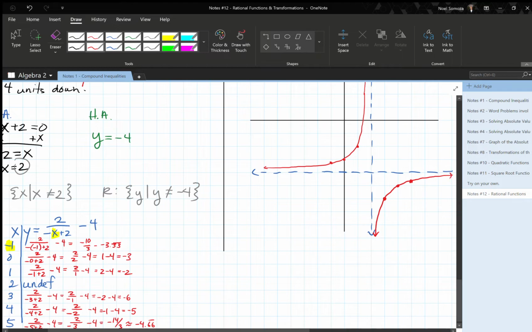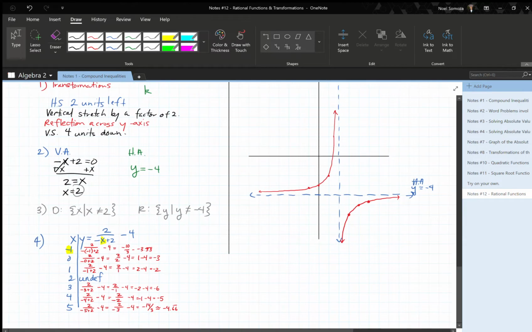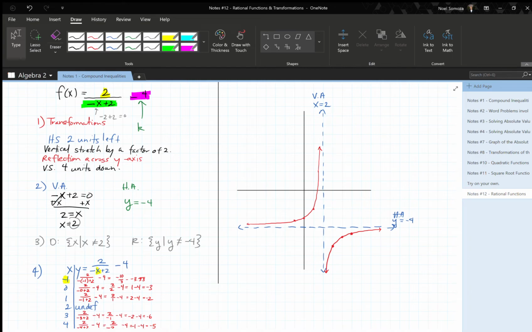And there it is. Okay, so that's our function for 2 over negative x plus 2 minus 4. Okay. All right. So that's how to graph, right? How to find enough values to help you graph that using the asymptotes as a guide.